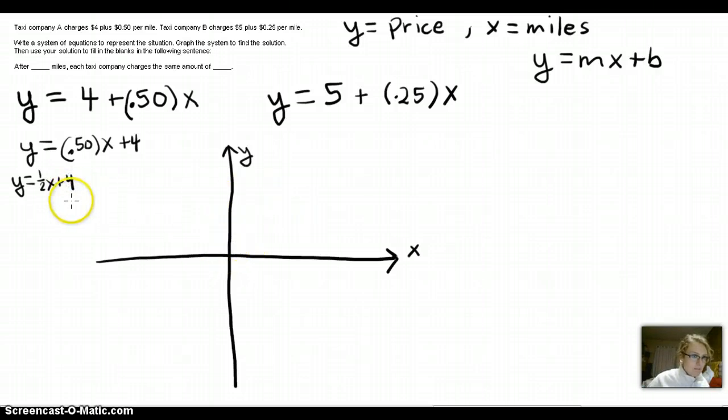This is our b, the term that's added on the end. So we'll go up 1, 2, 3, 4, and put a point. Then our slope, our m, is 1/2. So that means from here we'll go up 1 and over 2, and then up 1 and again over 2. And you can see that we'll have a line that goes something like this.